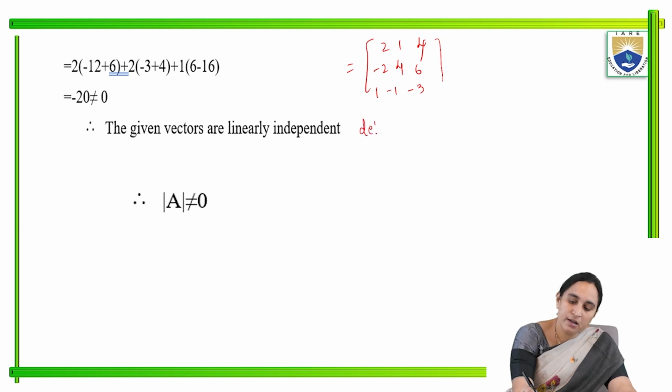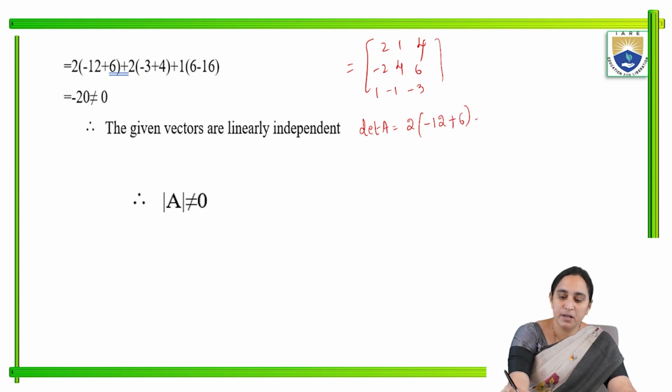What about det A? Det A is equal to, for the first element, 2 into, neglecting the corresponding row and column, 4 into minus 3 minus 12, minus into minus plus 6, minus 1 into, neglecting the corresponding column and row, minus 2 into minus 3 minus 6 into 1 plus 4 into minus 2 into minus 1, this is minus 1 minus 4 into 1.